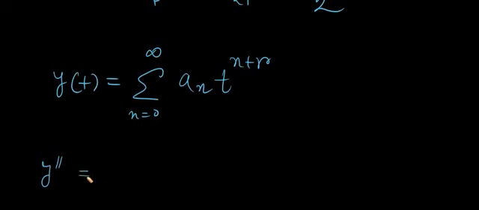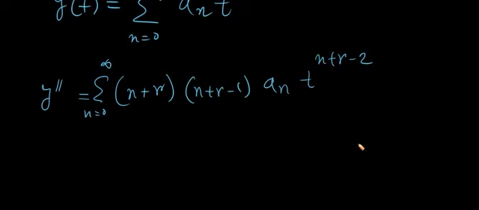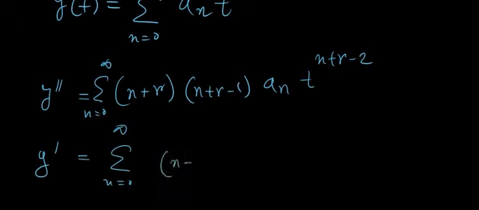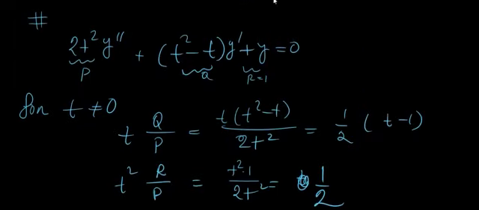So y double prime will just be the sum, sorry, there is a summation symbol right there, of (n plus r)(n plus r minus 1) a_n, which is just a constant number, times t to the power n plus r minus 2. And y prime is just the sum from n equals 0 to infinity of (n plus r) a_n t to the power n plus r minus 1. This is simple differentiation. Now you just need to put these two things into this differential equation. So let's do that.